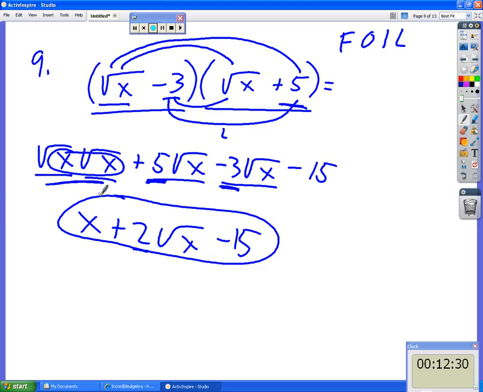That's your problem. Just basic FOIL. And all you have to worry about is the square root of x times the square root of x is simply x here. For the rest of it, you just go ahead and do normal. Number 10.